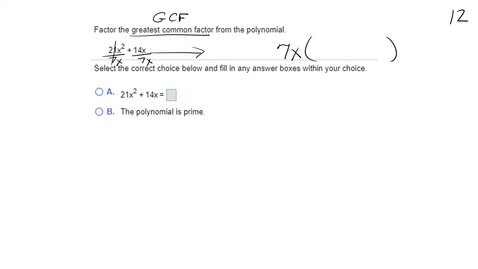Well, 21 divided by 7 is 3. x squared divided by x leaves a single x. 14 divided by 7 is 2. And then the x's cancel out when you divide. So my answer would be 7x, open parentheses, 3x plus 2, close parentheses.